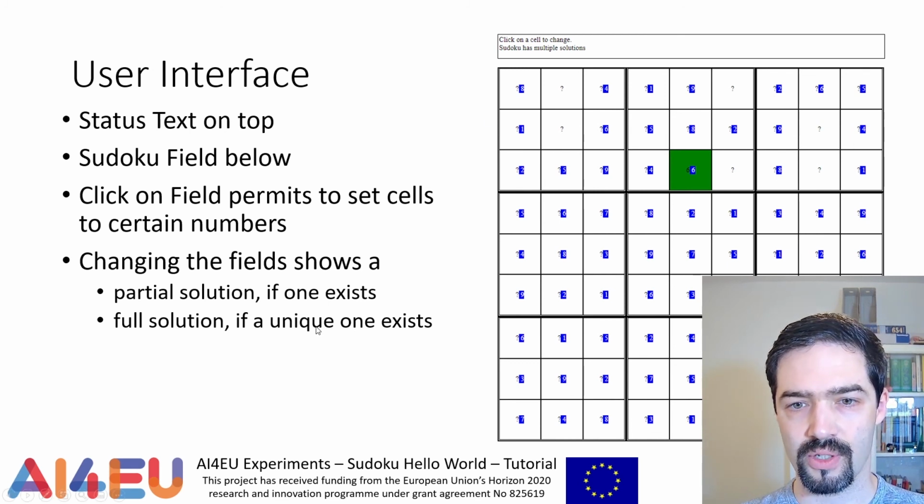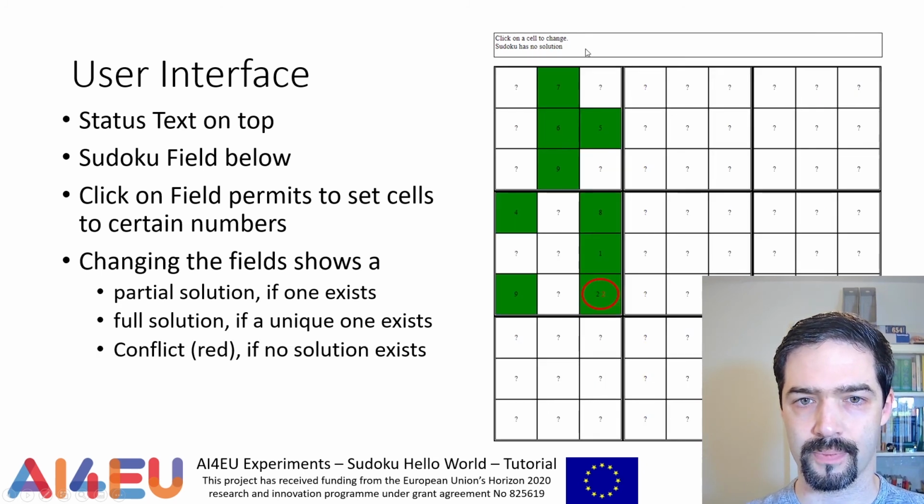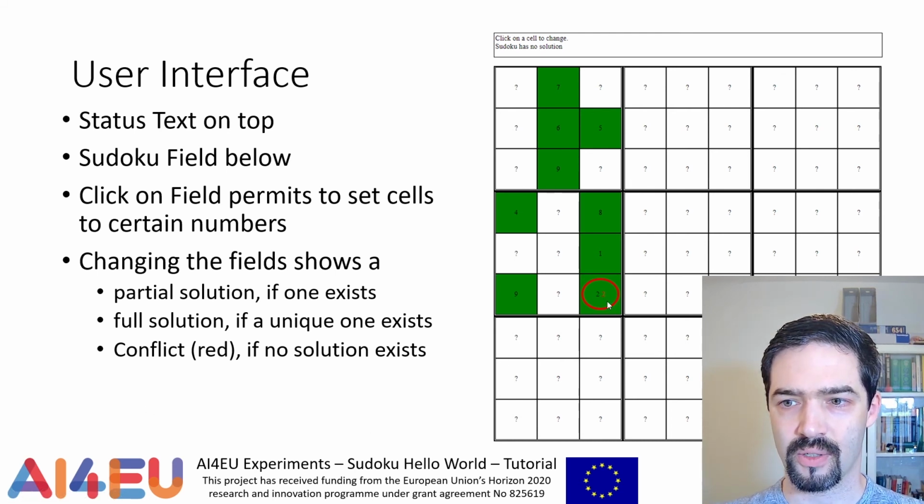It shows a full solution if there is a unique full solution, but here on top we can see Sudoku has multiple solutions. It shows also if there is no solution, as in this example. It shows a conflict if no solution exists, which means if you change this number that is red, then there can be a solution. In this example, the 2 is a conflict because in this field, the 2 must be in the middle.